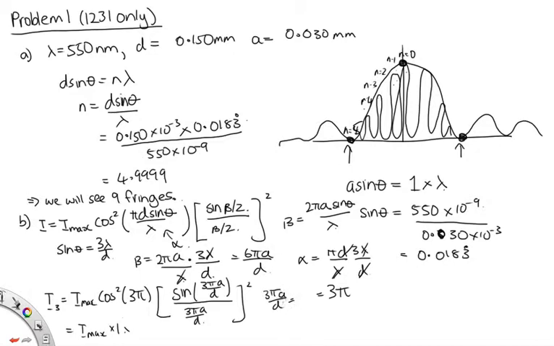is equal to, substituting in 0.03 here and 0.15 here, we don't have to convert from millimeters because we're dividing, we get 1.8849 when we solve that on the calculator. So we've got sine of 1.8849 over 1.8849 all squared, and then solving this on the calculator we end up with I max times 0.255. So our answer is 0.255 times the maximum at the central fringe.